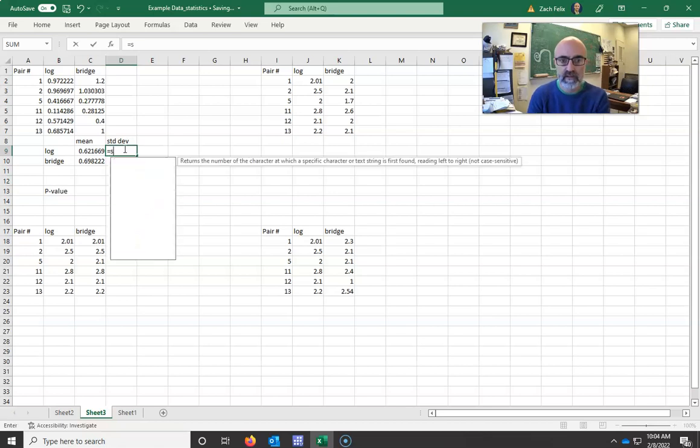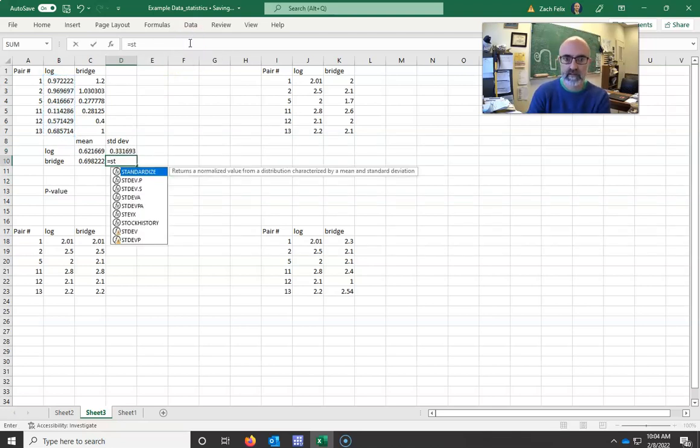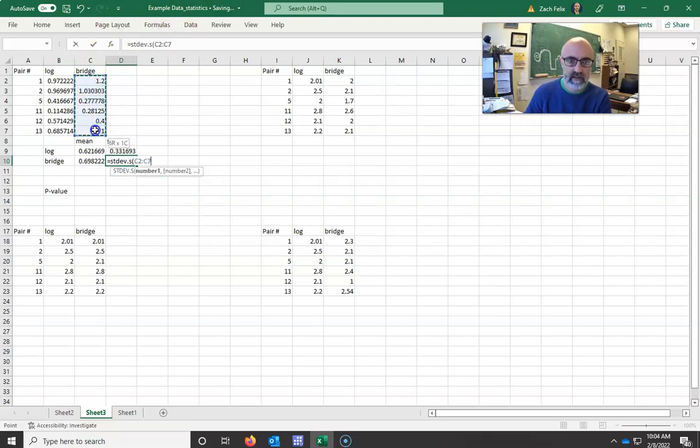Standard deviation equals stdev.s, standard deviation of the sample for these numbers, for the log values. Boom, enter, equals standard deviation.s, parentheses. There you go. So we have an average of 0.62 and 0.69, plus or minus 0.3, plus or minus 0.42. Okay, that gives us an idea about the distribution of these values.